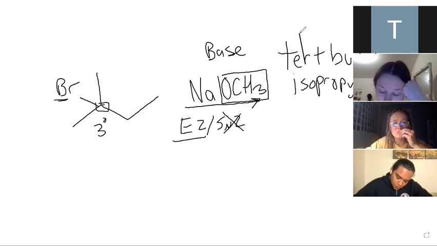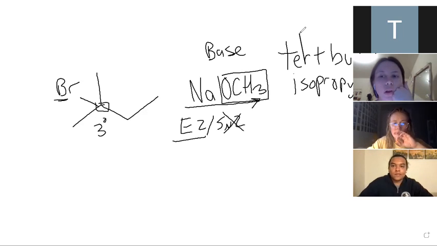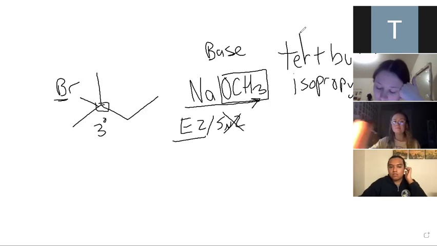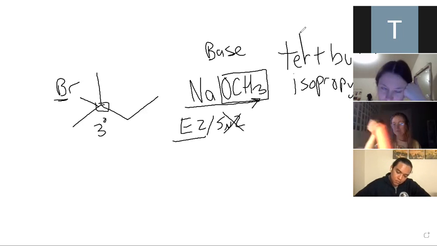So sodium methoxide, bulky base or small base? Small. It's a small base because it doesn't have a tert butyl group. This is one of our small bases. Remember, you're always going to automatically default to small bases unless it has tert butyl or isopropyl in there. Just assume that it is.